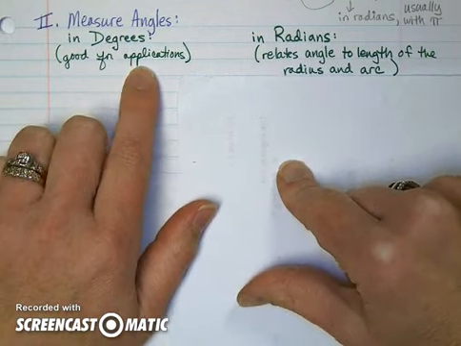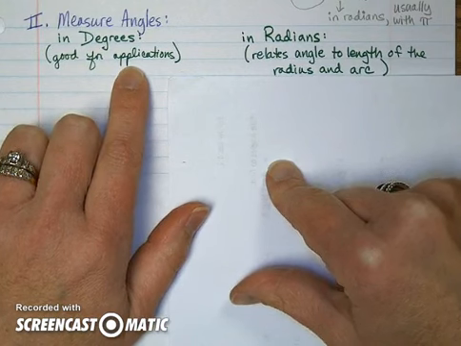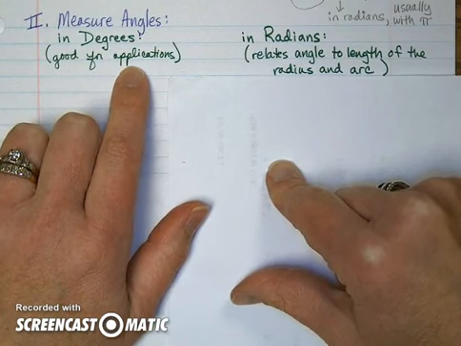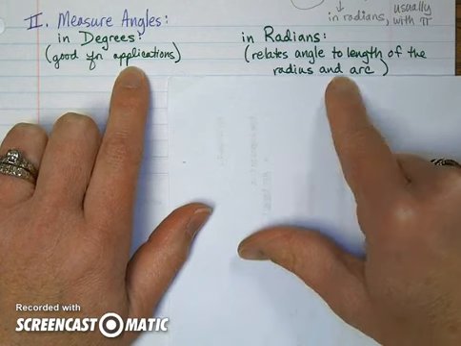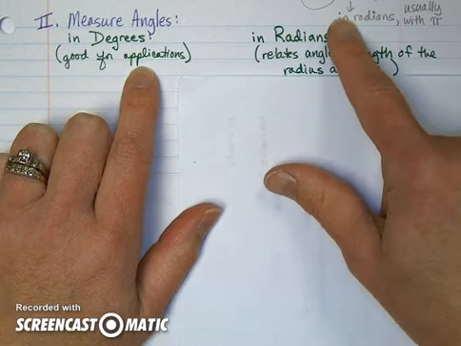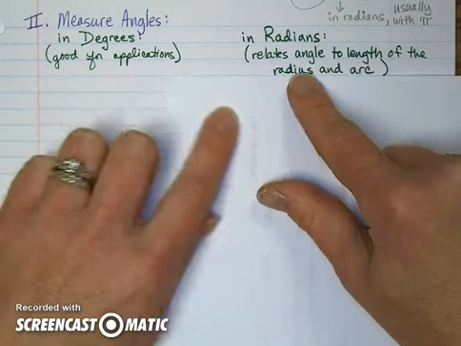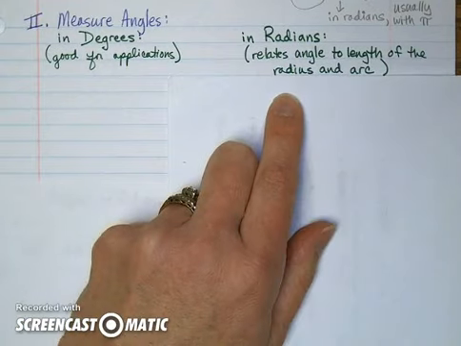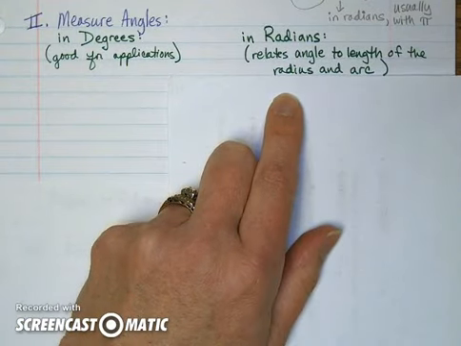You're coming in at this angle. Most of our applications will deal with degrees. But the radian is another very valuable way to measure angles. And very often, especially in calculus, you will deal more with radians.